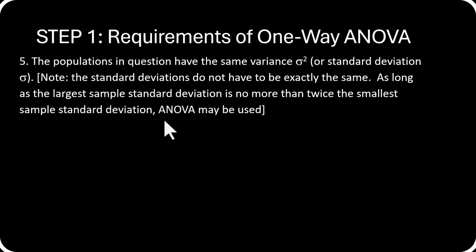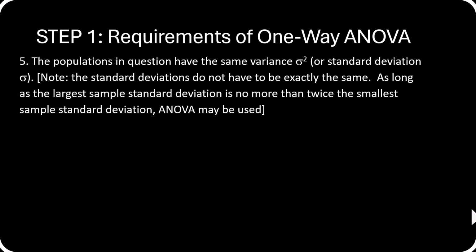The last requirement is probably the most difficult and laborious to check, and it says that the populations in question have the same variance, sigma squared, or the same standard deviation, sigma. Note the standard deviations don't have to be exactly the same, because that's not really a reasonable expectation to have, but as long as the largest sample standard deviation is no more than twice the smallest sample standard deviation, ANOVA may be used. One thing that's confusing is we go back and forth between talking about the variance and the standard deviation, so that's a little bit tricky.